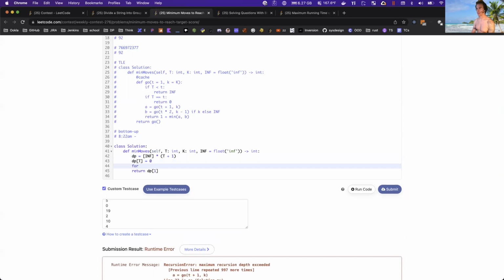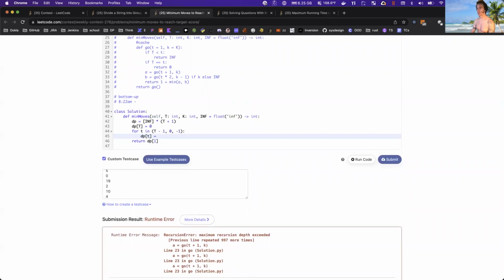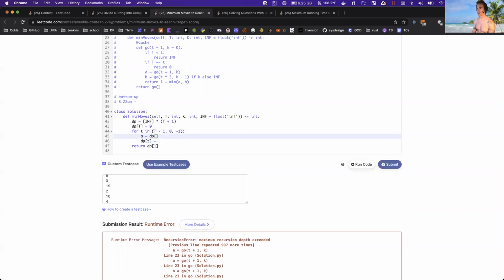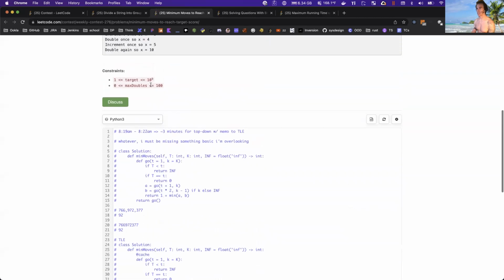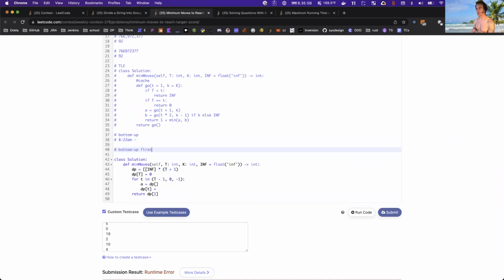For T in T minus one down to zero by -1. So DP sub T equals A is DP sub, I need a K as well. Hold on. T plus one. Oh, crap. So I can't have a billion times. Oh, okay. So this is the bottom up. First attempt will run out of memory.